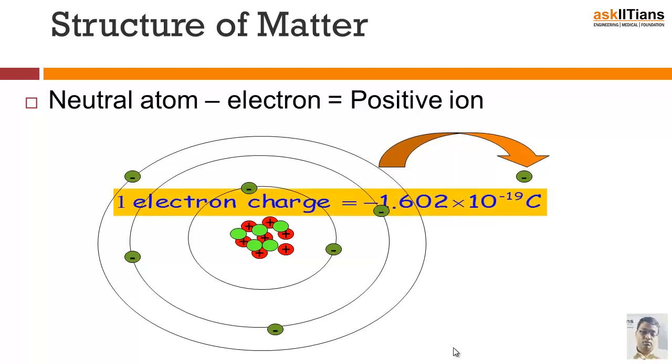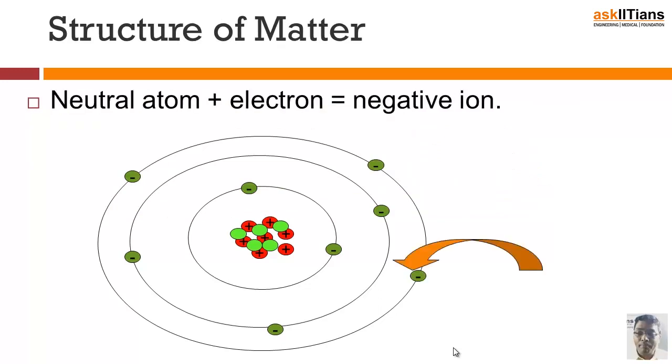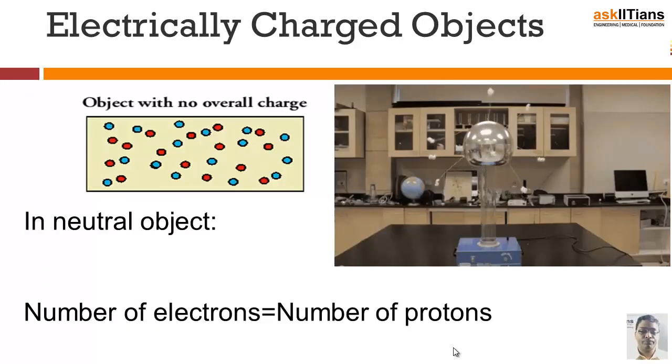Similarly, if we move further, but before that, let's understand that each electron would have a charge of minus 1.602 into 10 to the power minus 19 coulombs. This is the fundamental unit of charge. So the fundamental building blocks of any matter are atoms. Similarly, to neutral atoms, if you add an electron, you're going to get a negative ion.